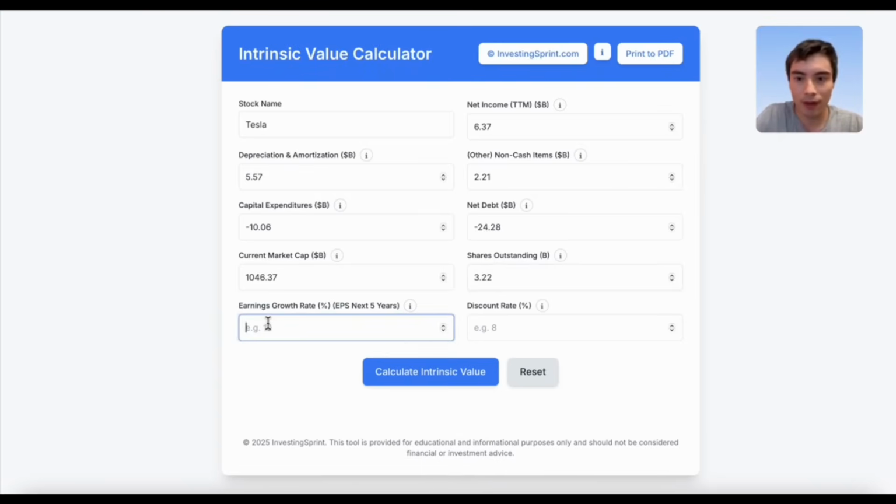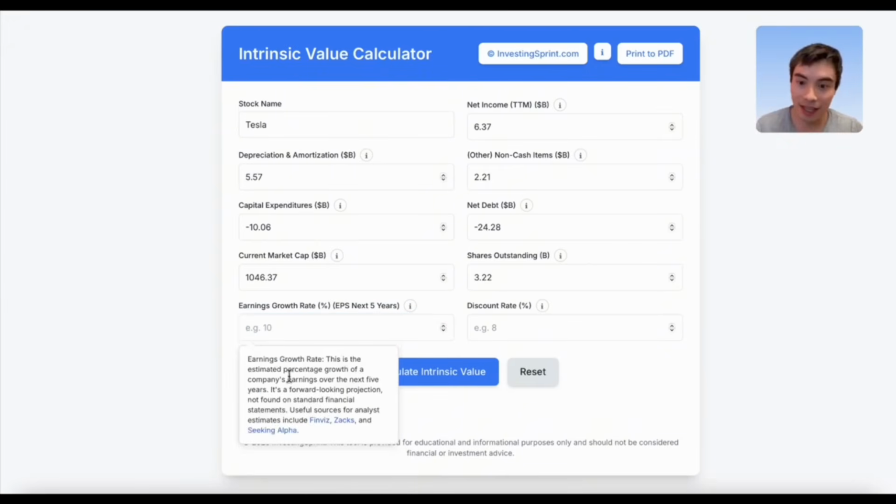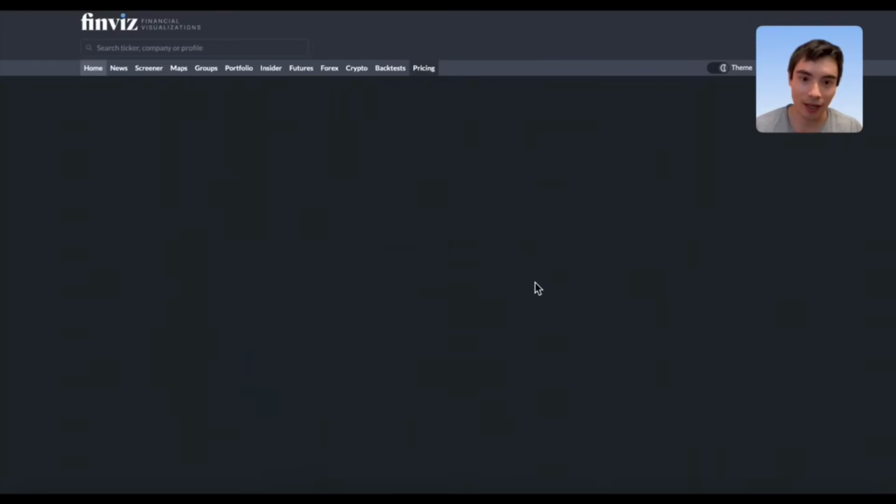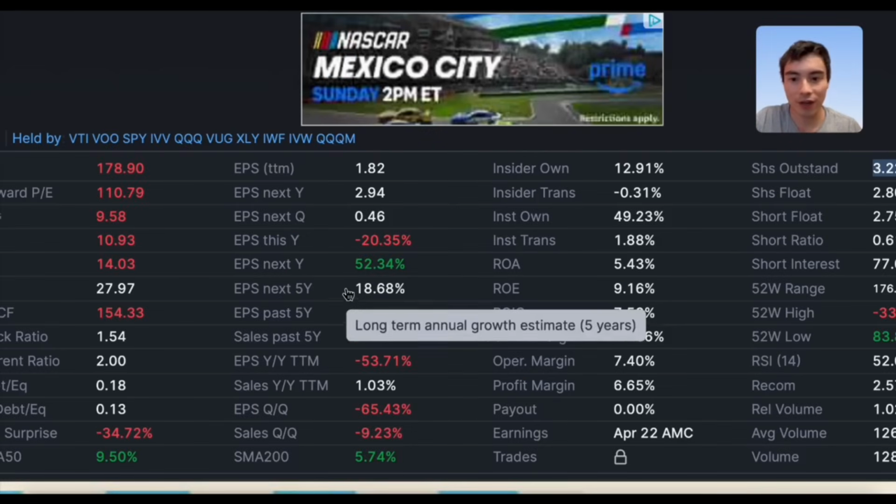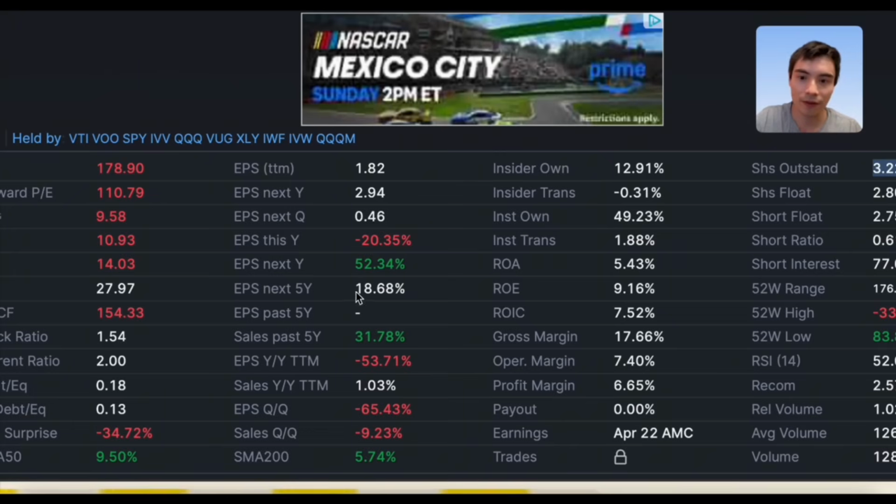And now let's talk about the earnings growth rate, the earnings per share for the next 5 years. This is the estimated percentage growth of a company's earnings over the next 5 years. It's a forward-looking projection, not found on standard financial statements. So let's start with Finviz again. The earnings per share next 5 years is, according to Finviz, 18.68%. Next year they even think it's going to be 52, but for the 5 years it's 18.68%.